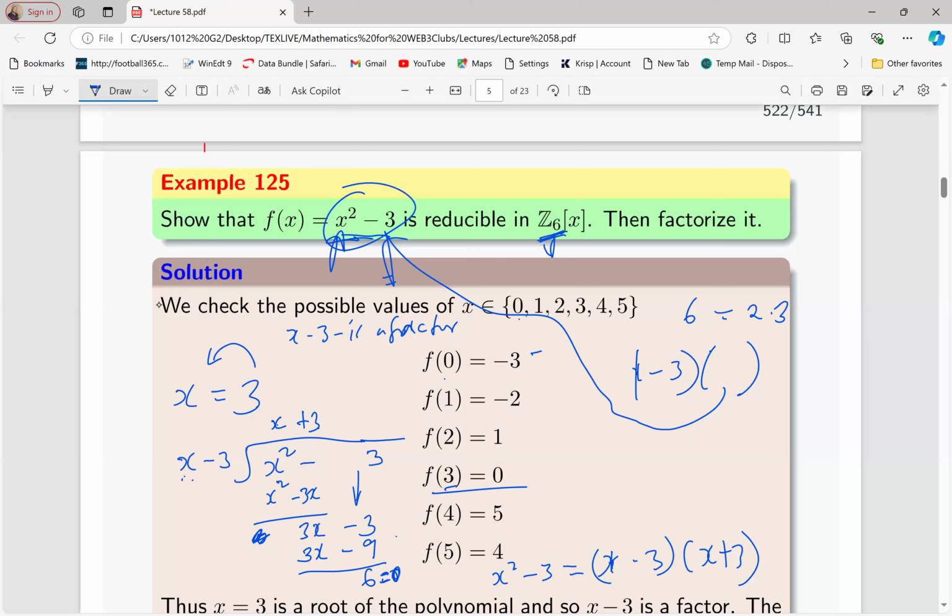In fact, when you try to prove it, if you multiply that, you get x squared. Multiply this, you get 3x. Multiply this, you have minus 3x. And multiply this, you have minus 9. We are doing this mod 6. Of course, this one gives us 0 here. You have x squared minus 9, but we are doing it mod 6. So when we add 6 ones, you have x squared minus 3.